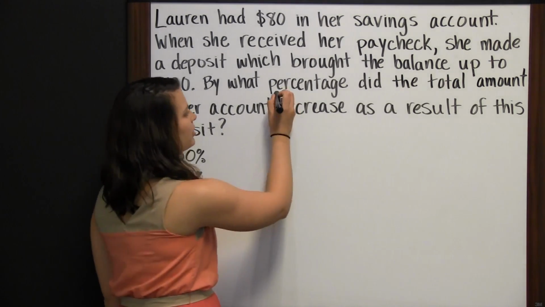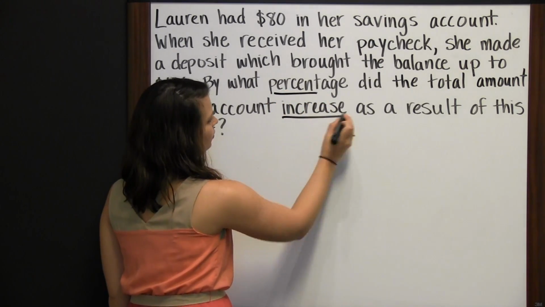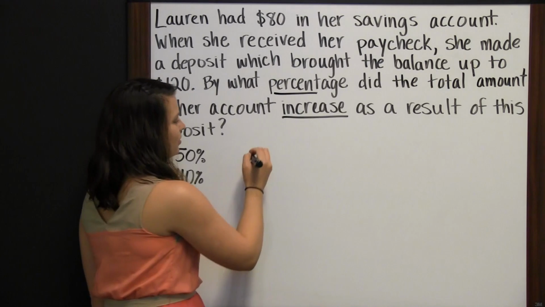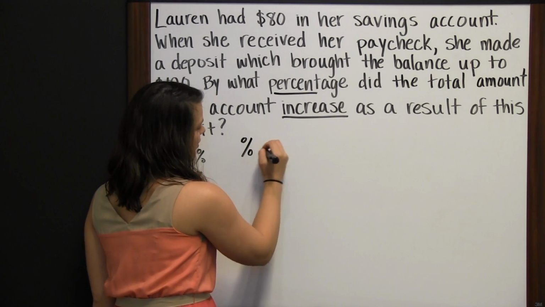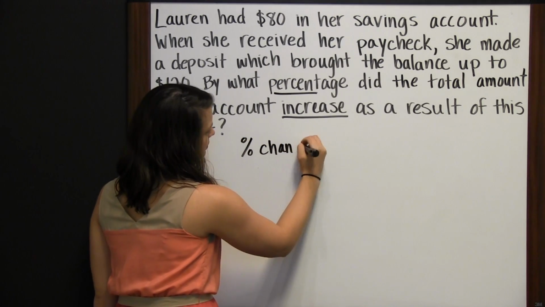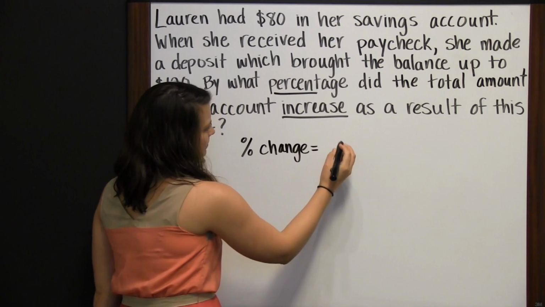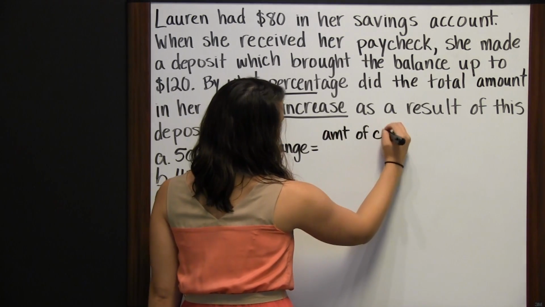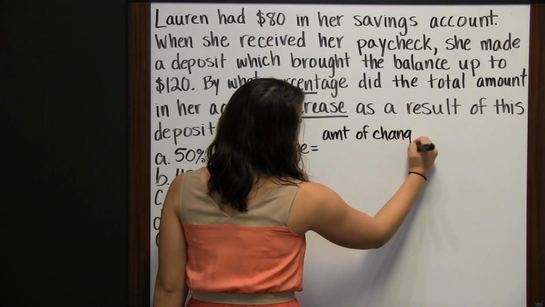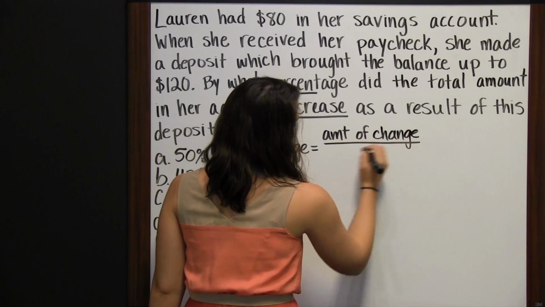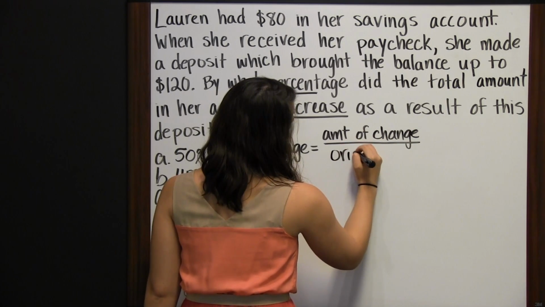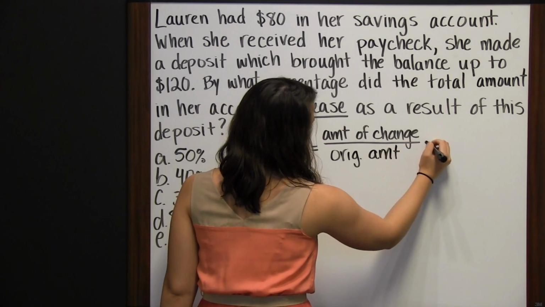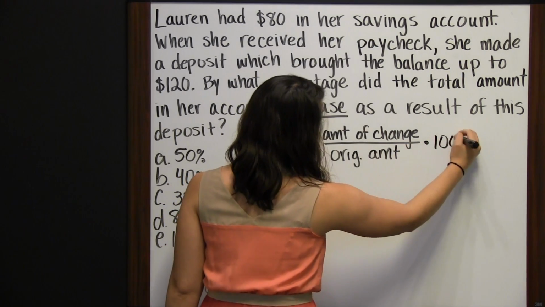This is a percent increase problem, and there's a formula for that. The formula to find a percent of change is to find the amount of change, divide that by the original amount, and then multiply that amount by 100.